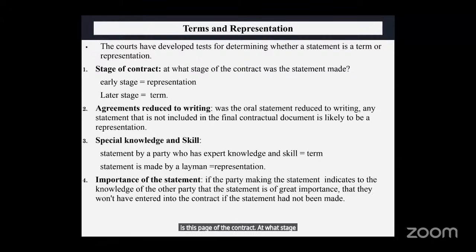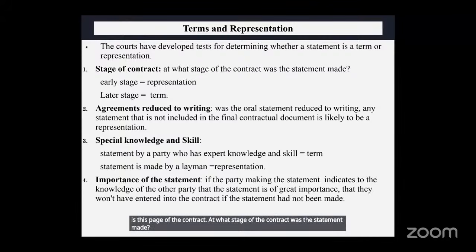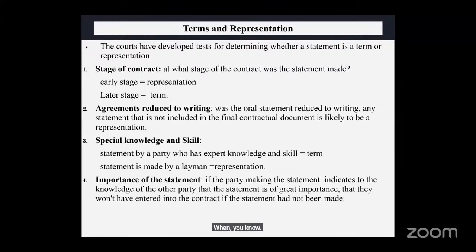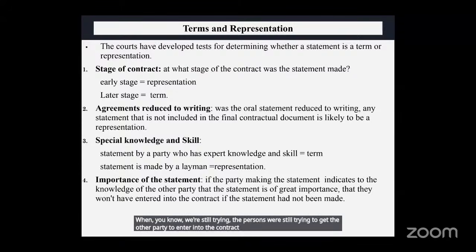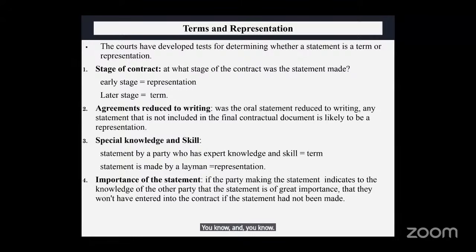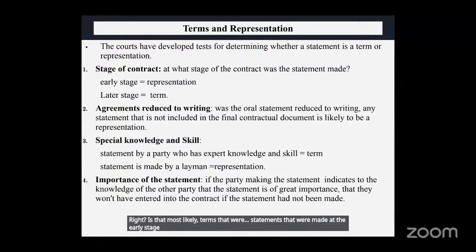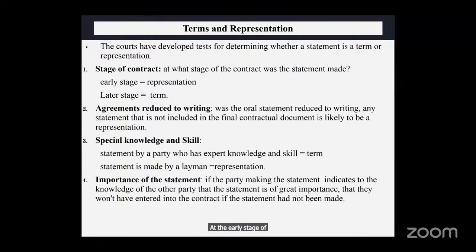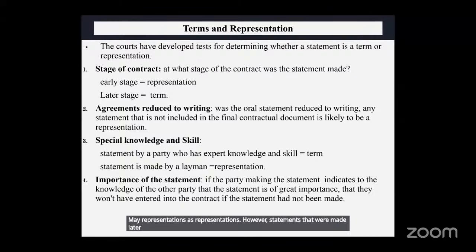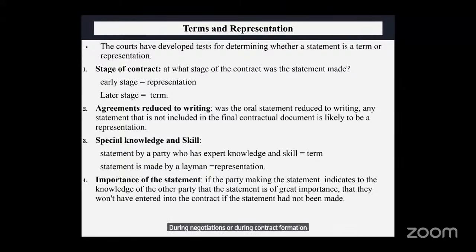At what stage of the contract was the statement made? Was it made at the early stage, when the parties were still trying to get the other party to enter into the contract, or was it made at a later stage, after the parties already know what it is that they want in the transaction, and whether or not they even want to form a contract? The general rule is that statements that were made at the early stage of negotiation would most likely be referred to as mere representations. However, statements that were made later during negotiations or during contract formation would most likely be considered terms.